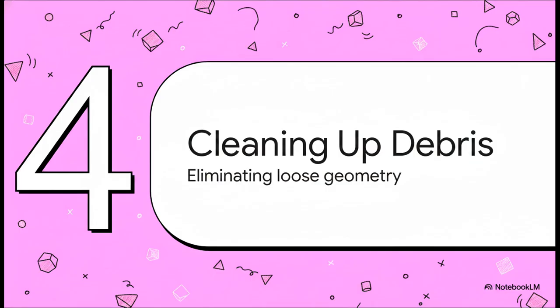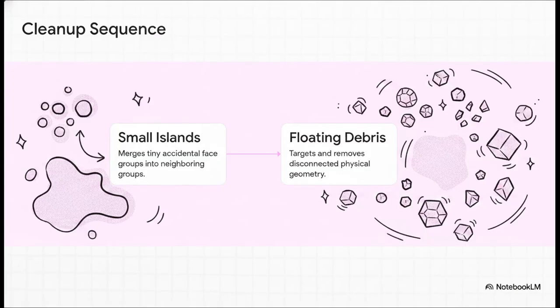Now, the first pass is rarely perfect, which leads us to Section 4, cleaning up the debris, eliminating speckles and loose geometry. When you're dealing with complex 3D scans, you're inevitably going to get some visual noise. To fix that, the add-on uses a super logical two-part sequence. Step 1 is Small Island Cleanup, which merges tiny, accidental face groups into larger neighboring ones. Step 2 is Floating Island Cleanup, which specifically targets disconnected physical debris. You know, the random floating stuff that isn't even attached to your main mesh.